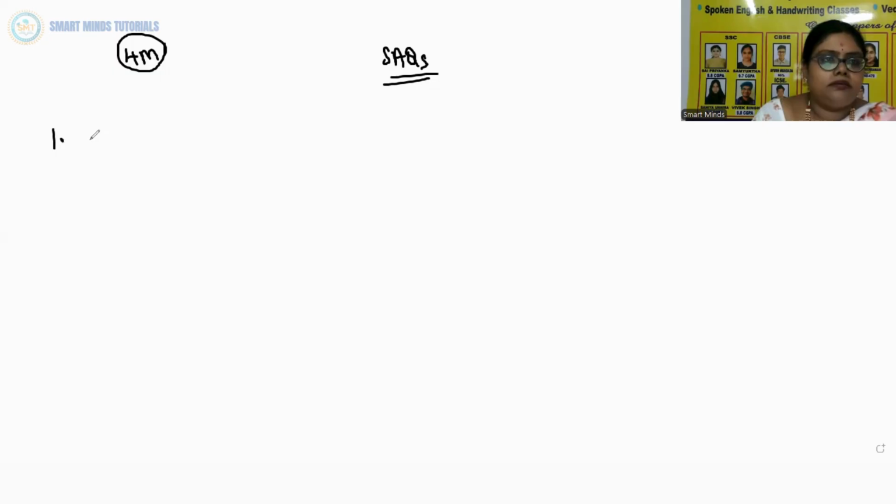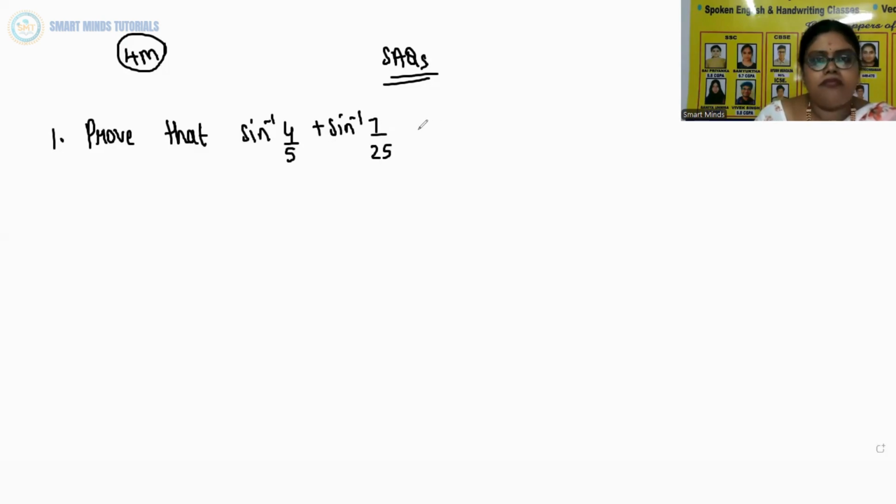Let us take the first question. This is very important. Prove that sine inverse of 4 by 5 plus sine inverse of 7 by 25 is equal to sine inverse of 117 by 125. So this is the question, very important. Weightage of this chapter is 4 marks. 1 SAQ will be asked from this chapter.